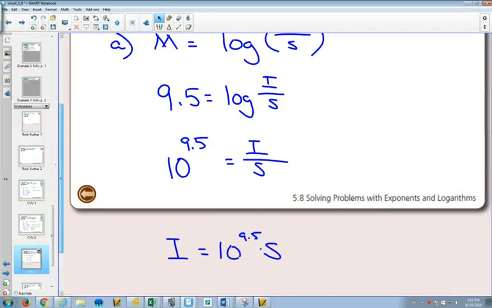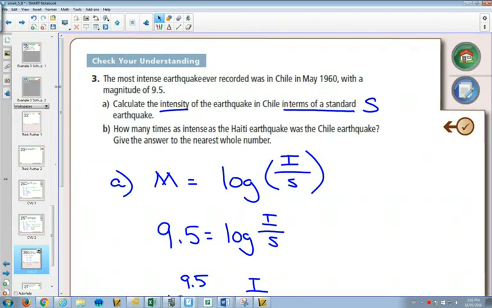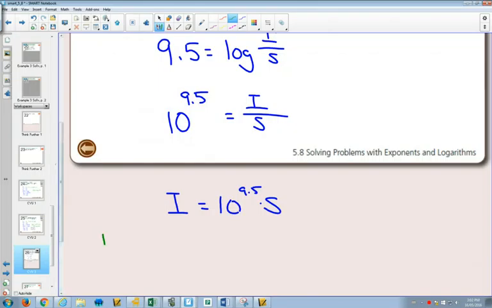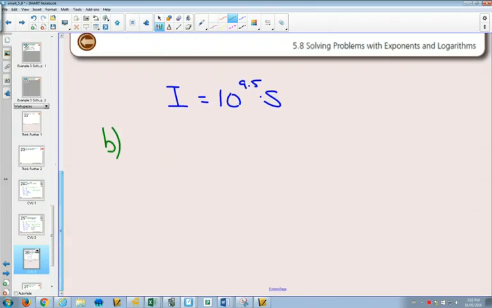Part B. How many times as intense was the Haiti earthquake? The Haiti earthquake was how much? A 7? How many times as intense was the Haiti earthquake compared to the Chile earthquake? So for part B here, Haiti was a 7, and Chile was a 9.5.